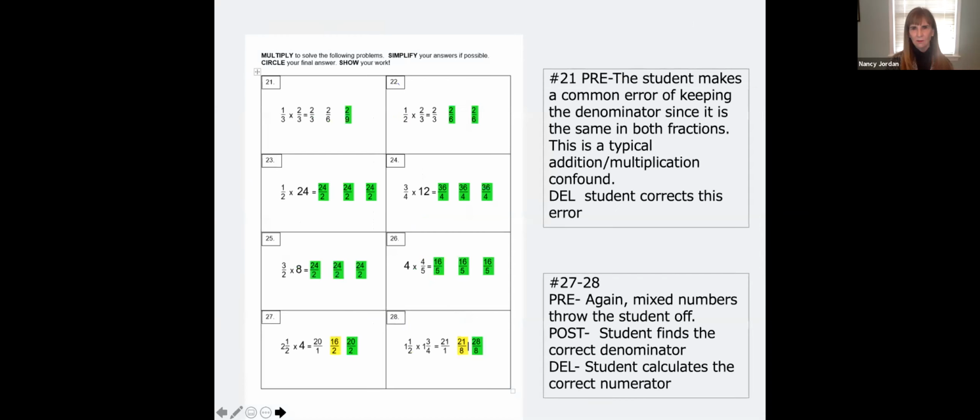And then also similarly with multiplication, the common error is keeping the denominator since it's the same in both fractions, and it's a typical addition-multiplication confound. So that's kids as they learn to add fractions and then they multiply and the procedure is different, they make mistakes. So we really want to focus on that.